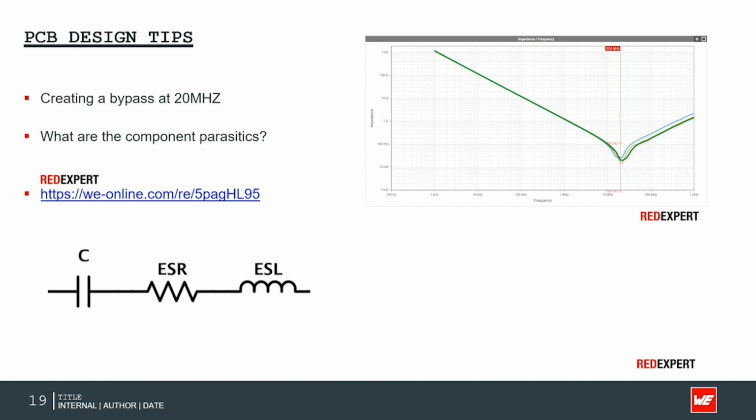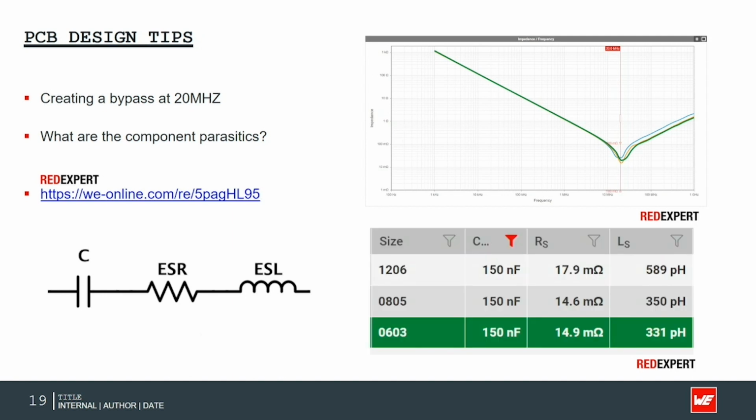A real capacitor is built up from a C, a capacitance, an ESR, and an ESL. Also, these values can be found in the REDEXPERT tool when needed, and as shown on the right, not only the value of the capacitance is important when you search for a component, but also the footprint. Like you can see, the bigger the component, the higher the ESL and also the parasitic inductance.